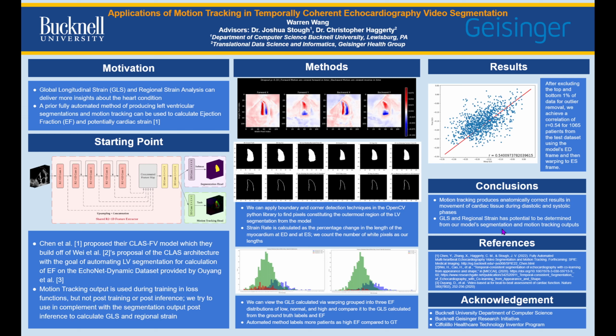So it has potential to calculate global longitudinal strain and regional longitudinal strain using our motion tracking information, but we have work to do, and we can conclude that it produces anatomically correct results.